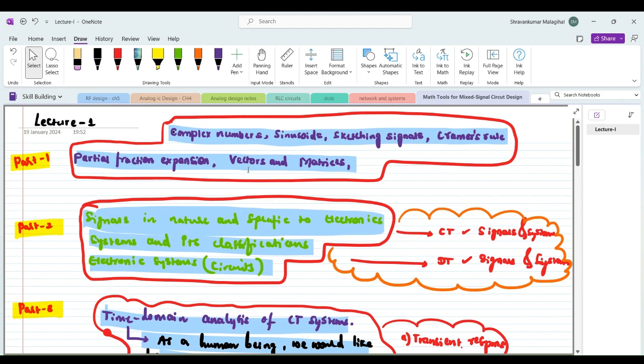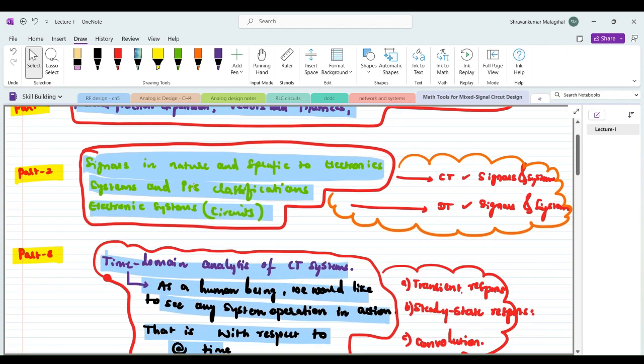Basically, this course is more towards electronic system design. In fact, all of these basic concepts are used in many of the advanced mathematical concepts. After solving some problems here, we can also program in MATLAB to demonstrate some basic concepts.